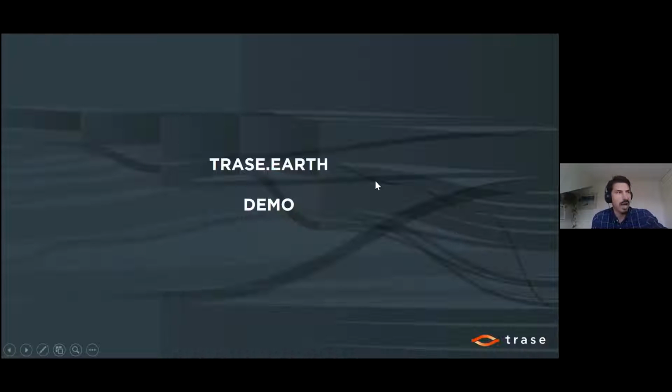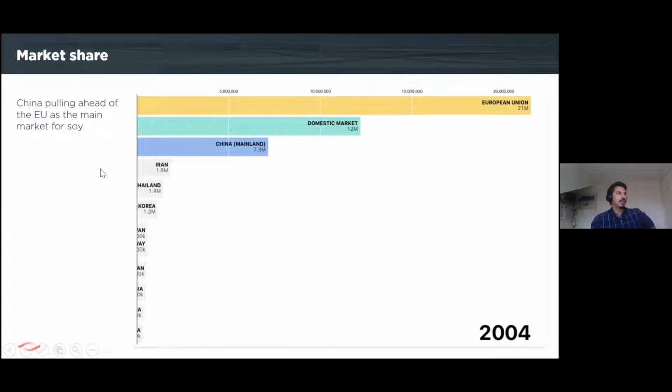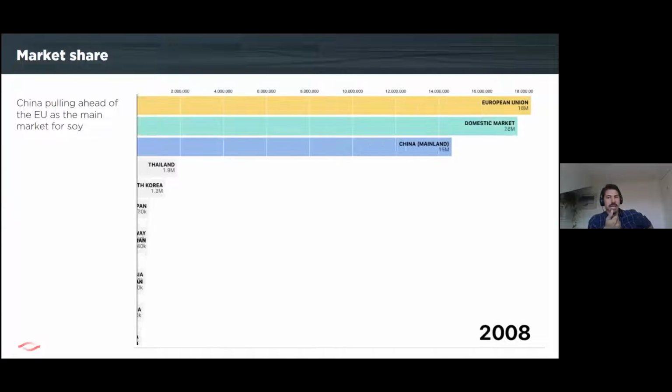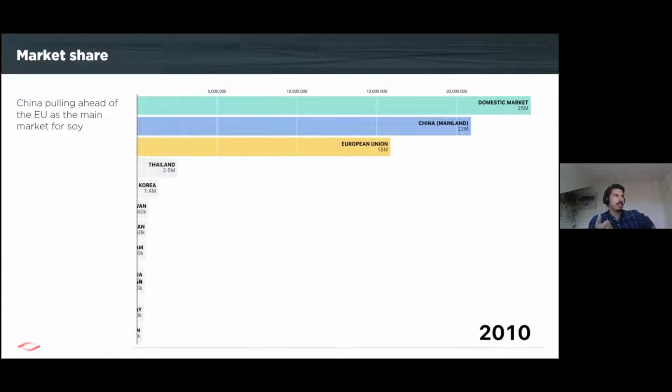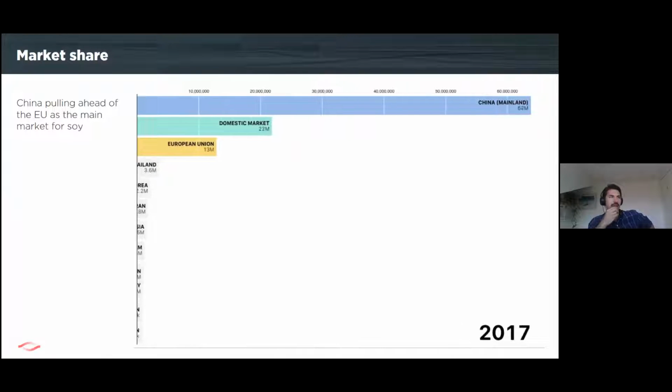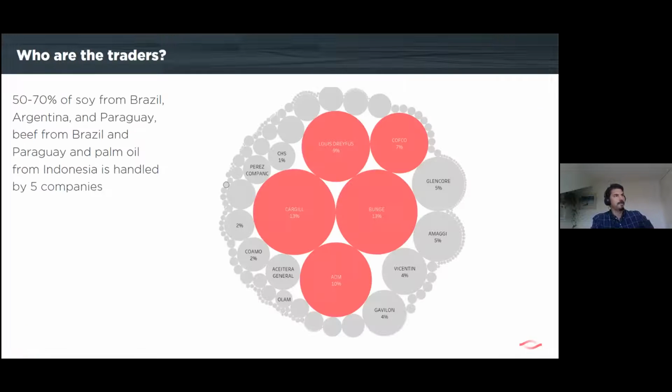Cool, so we'll go back to the presentation. So what can we actually do with data? First, we can understand which are the main markets, in this case of soy produced in Brazil. So we saw that Europe was a big player, or the most important player until 2010, and then China came in, and now China actually pulls ahead as the main market for soy.